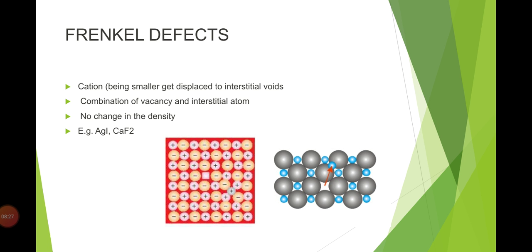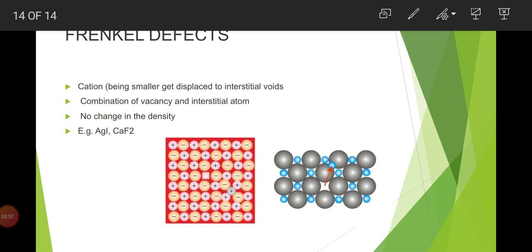And now the second one is the Frenkel defect. A cation gets displaced to interstitial voids. It is actually like the interstitial defect, but here its mass and density will not change, because one atom goes from its place to another place. If you see the figure on the right hand side, one ion goes from its place to another place, so it is called an interstitial defect, and there will be no change in the density or in the mass.